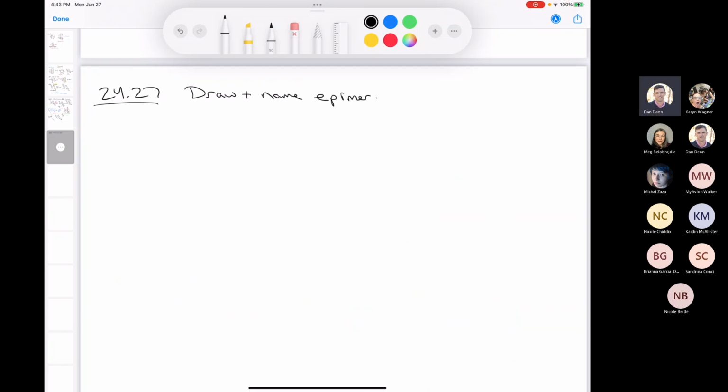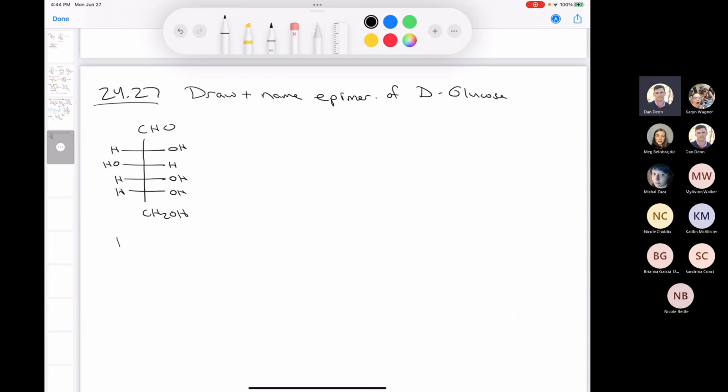So it says epimer of D-glucose. And I think it was Brianna who answered my question about epimers earlier on. So let's say we have D-glucose. Let me draw D-glucose, one I have committed to memory, and I always draw it the same way.